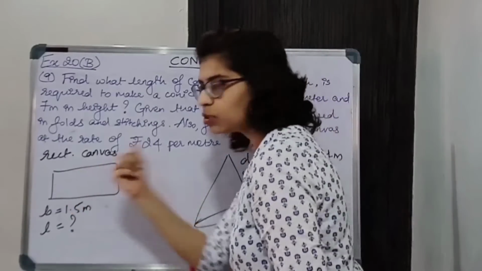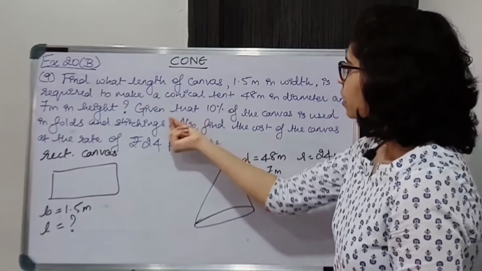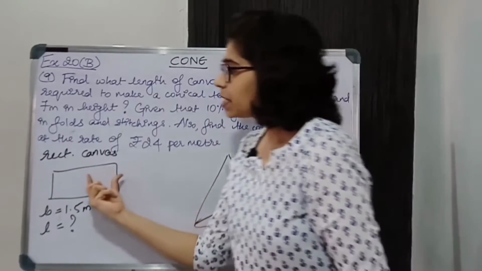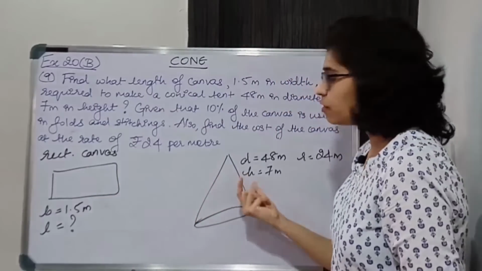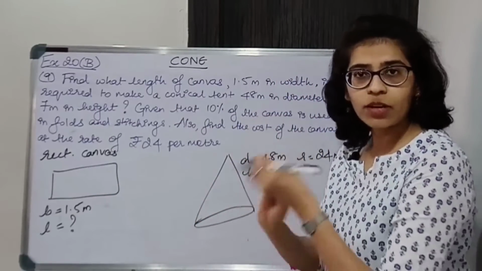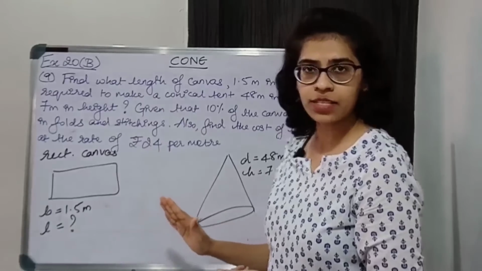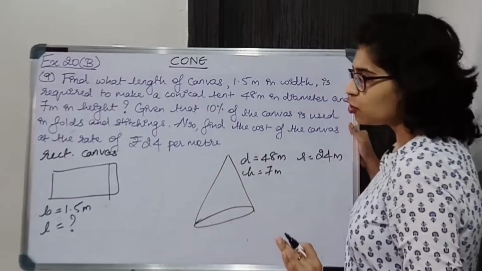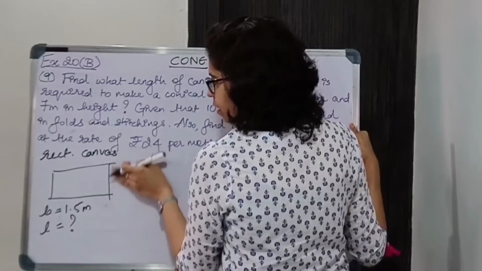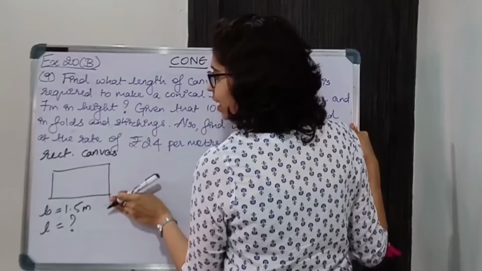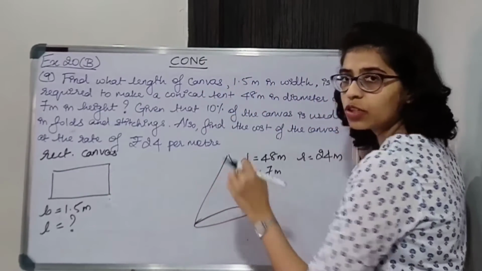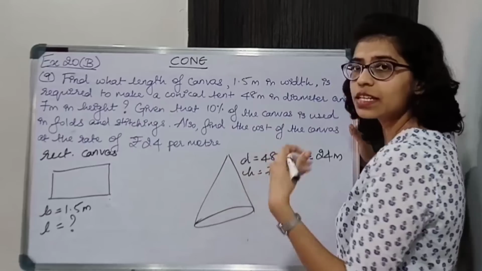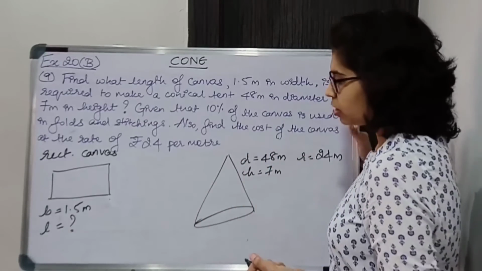So इसका area is equal to this area, but given that 10% of the canvas is used in folds and stitchings, तो इसमें से 10% जो है that is used in folds and stitchings, इसमें थोड़ा folding होगा, stitching होगा, तो उसमें भी waste होगा ये canvas. Okay, so 10% of this canvas, okay, cut करके folds and stitchings में use किया गया है. So 10% cut हो गया इसका. Only 90% is used for this CSA. Okay, so 90% is CSA plus 10% दूसरा folds and stitchings में गया है.